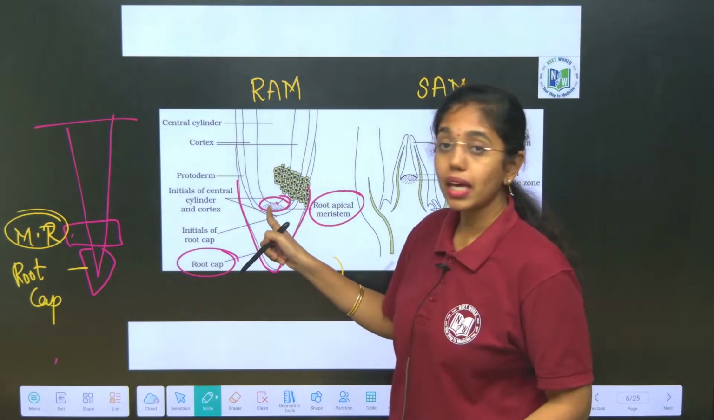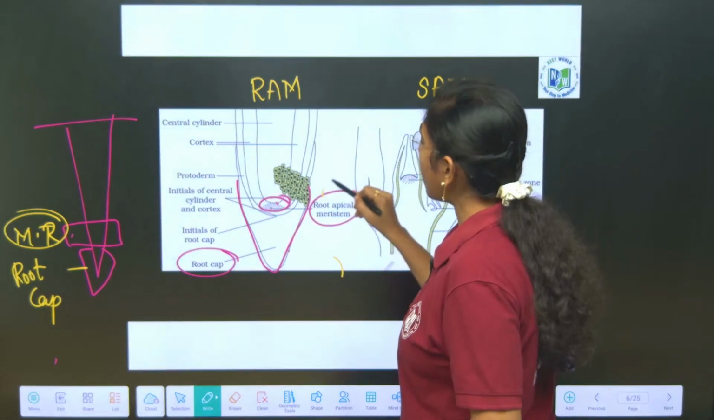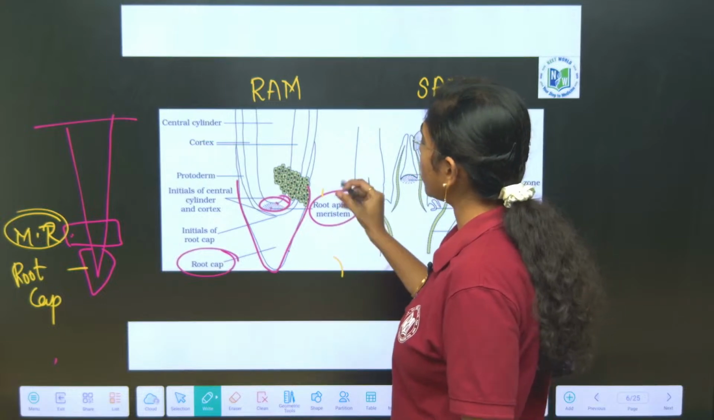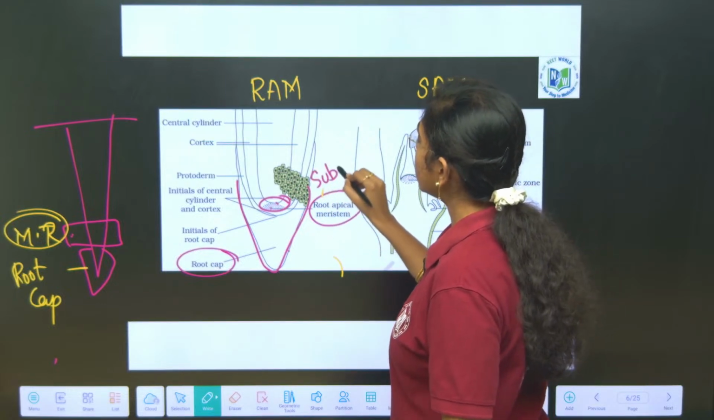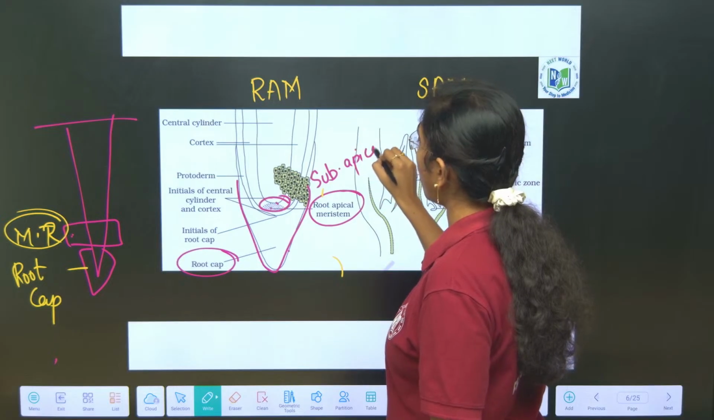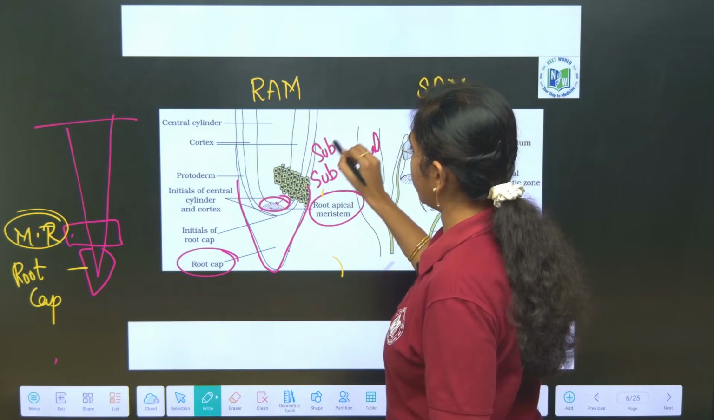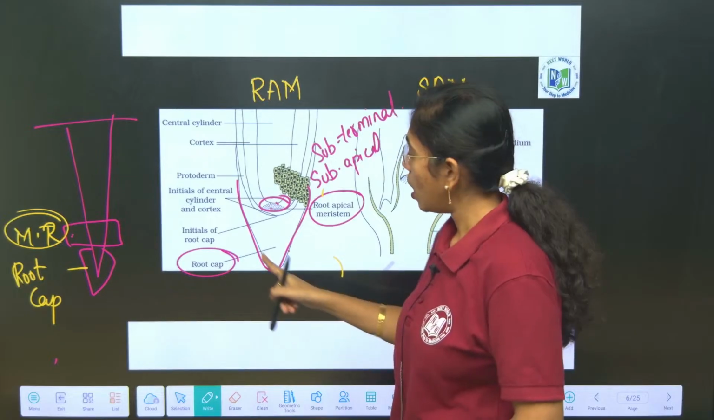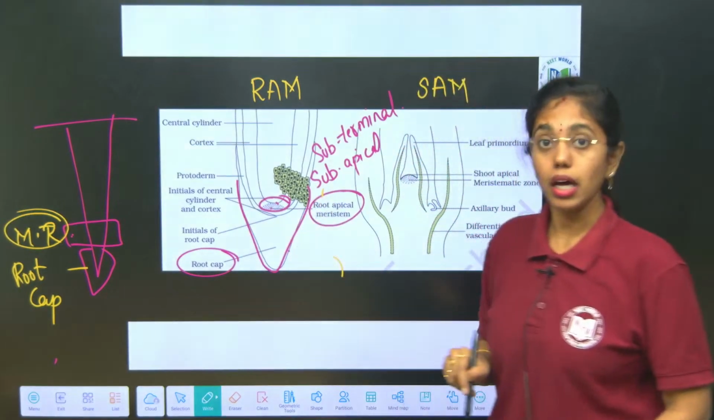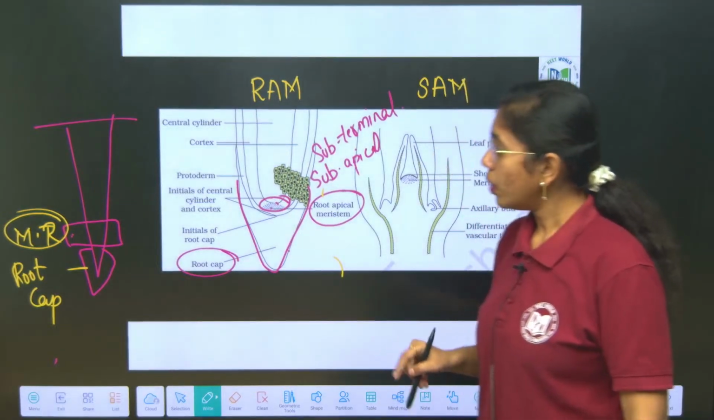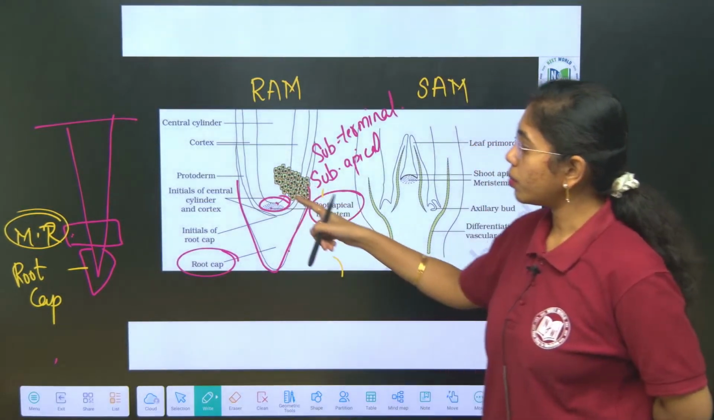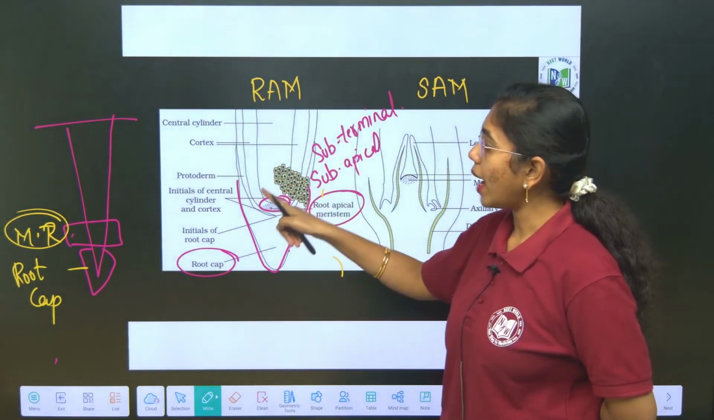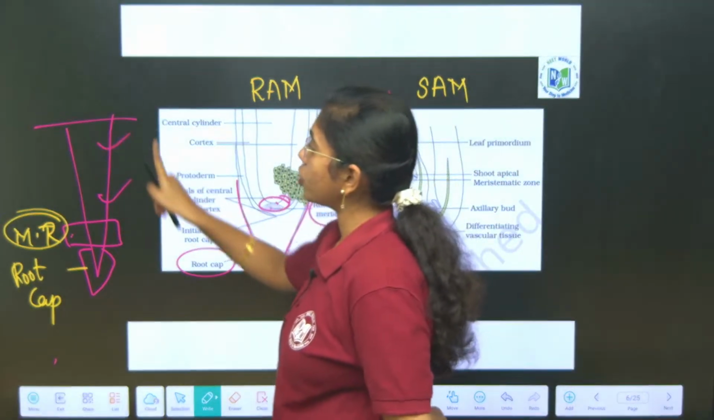So, root apical meristem is present at subapical region. Remember, root apical meristem is present at subapical region or subterminal region. Take down, ma. It is present at subapical or subterminal region, whereas root cap is present at the apical region. Now, in close proximity to this, next to this, what do you have? Region of elongation and region of maturation.